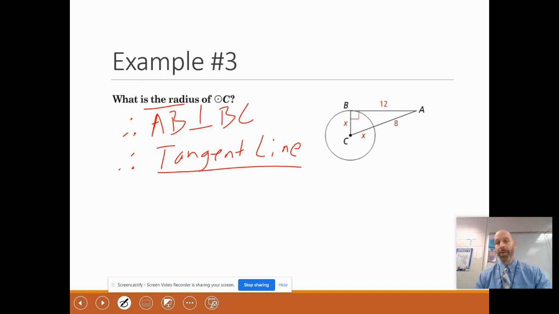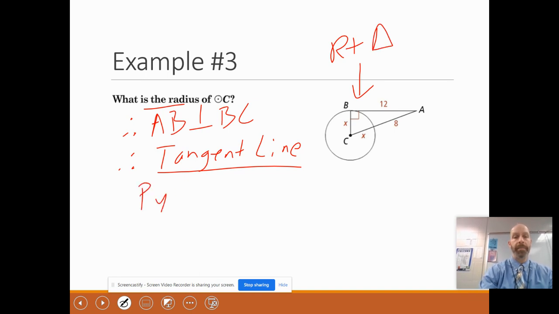All right, so it's not super interesting in this particular example, except now we're just going to have to do the Pythagorean theorem. So again, we've got a right triangle, so we can do the Pythagorean theorem.